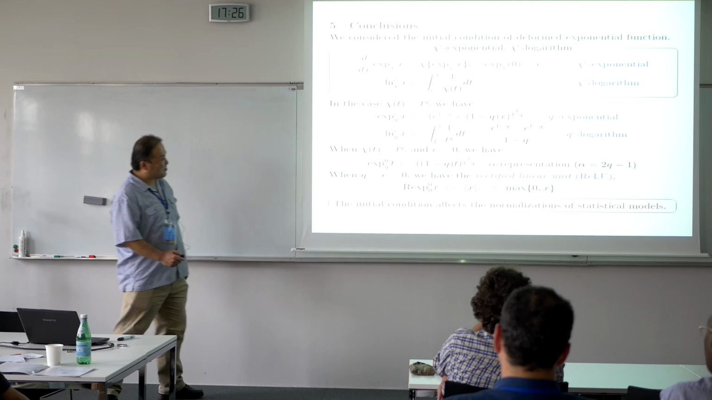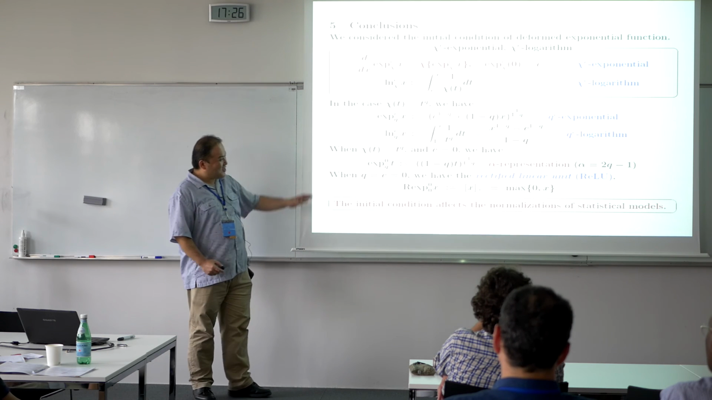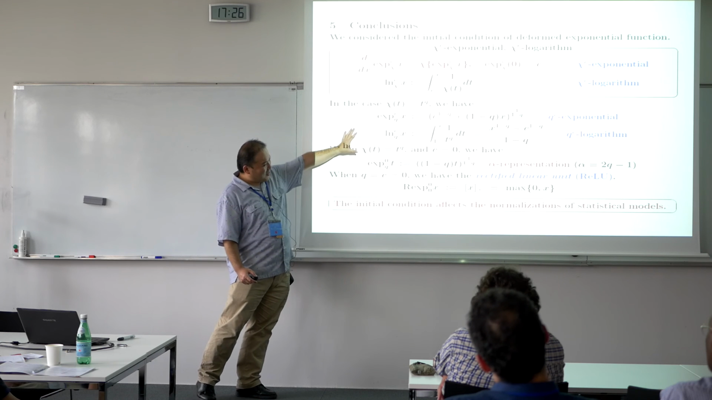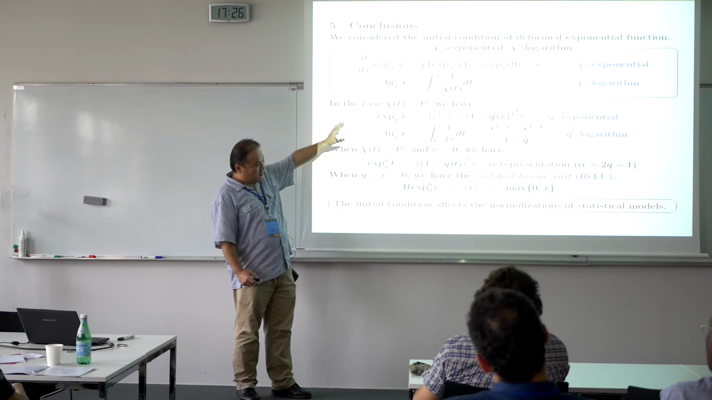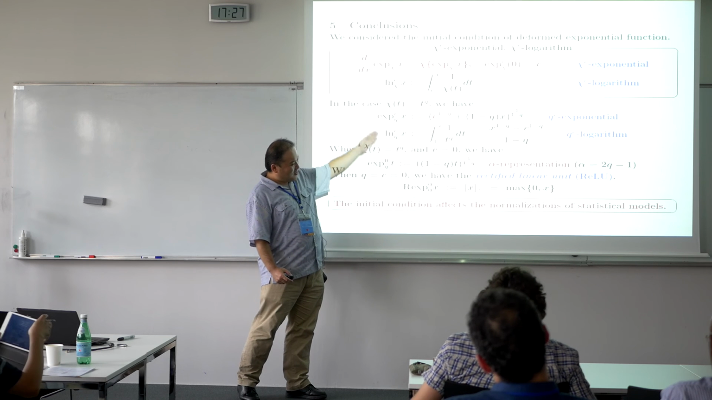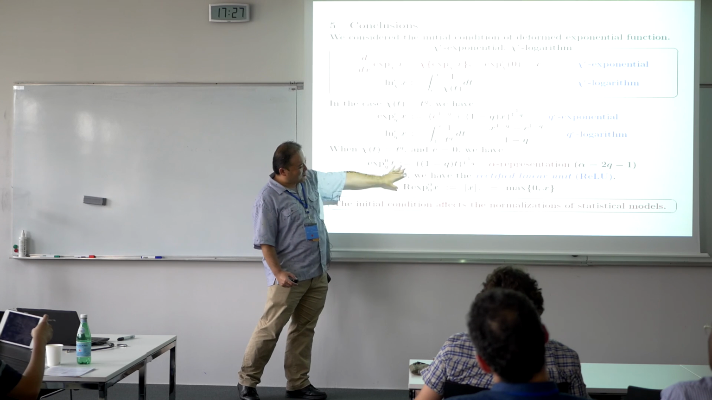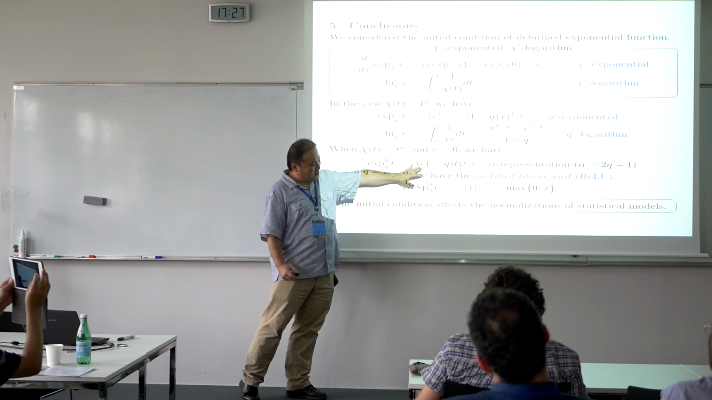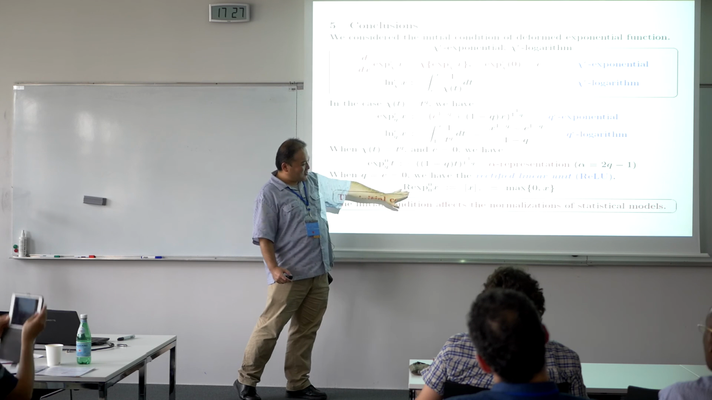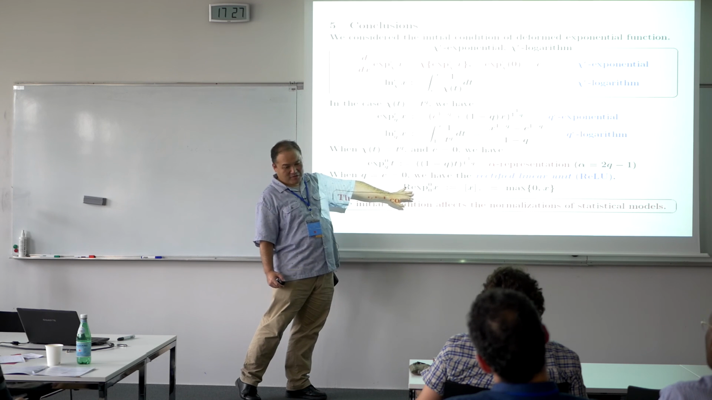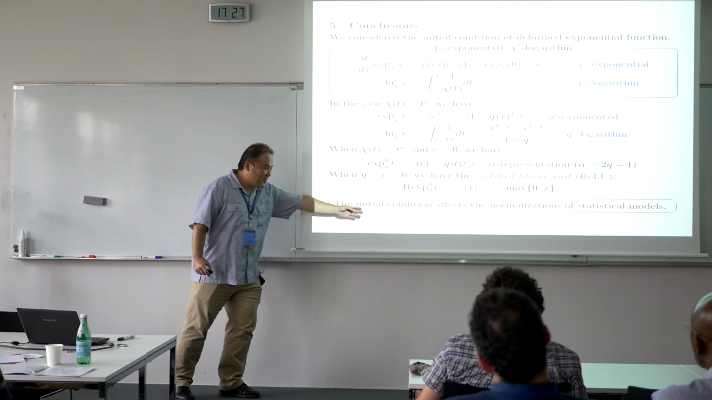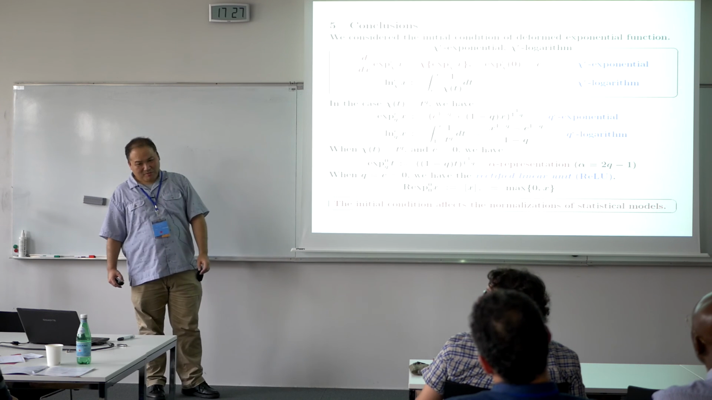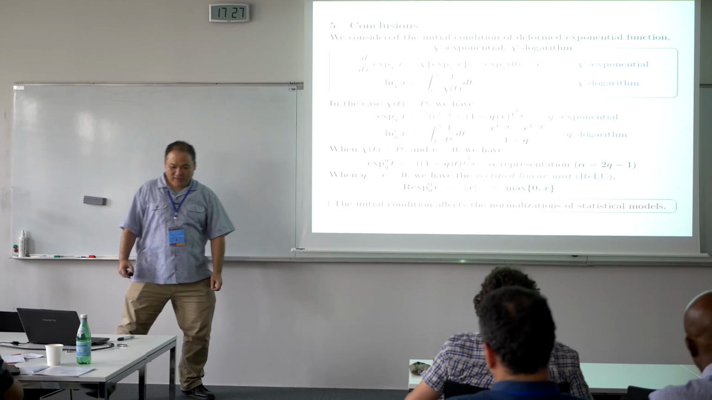Okay, time is over. So these are the conclusions. We considered the initial condition of the deformed exponential function. Then we can describe the alpha representation in information geometry or the rectified linear unit. And this condition affects the normalization of statistical models. Okay, thank you.